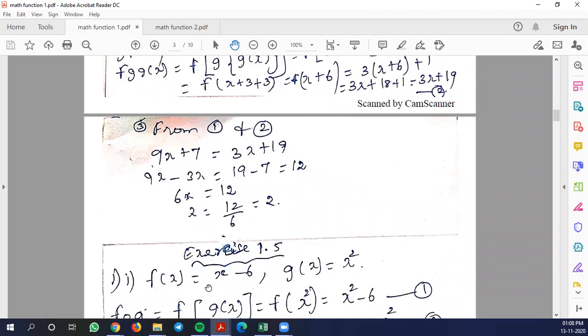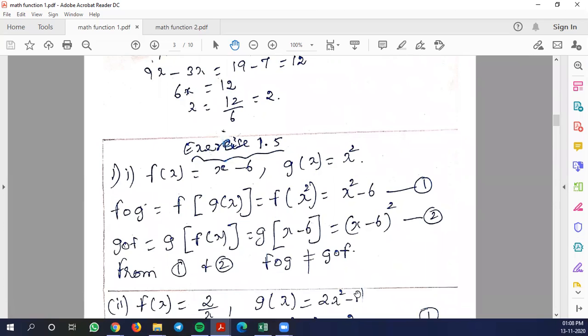Now exercise 1.5. Using the function, here very easy sums. f of x is x minus 6, g of x is x square. Find out f of g and g of f. f of g of x equal to f of, what is g of x? It is x squared. Now this is our x. What is f of x? x minus 6. So in the place of x, you have to substitute x square. So it is x square minus 6.